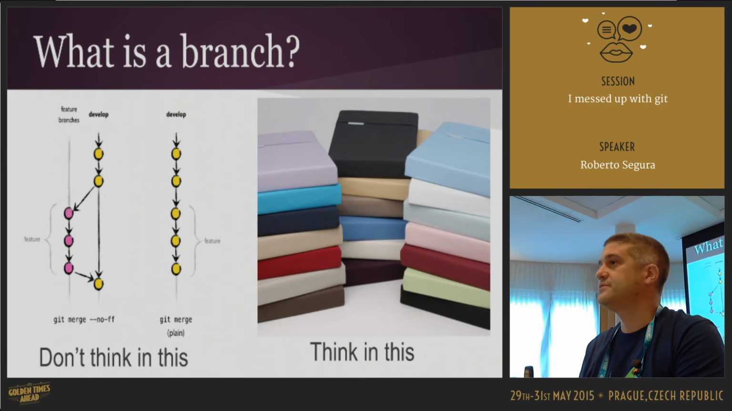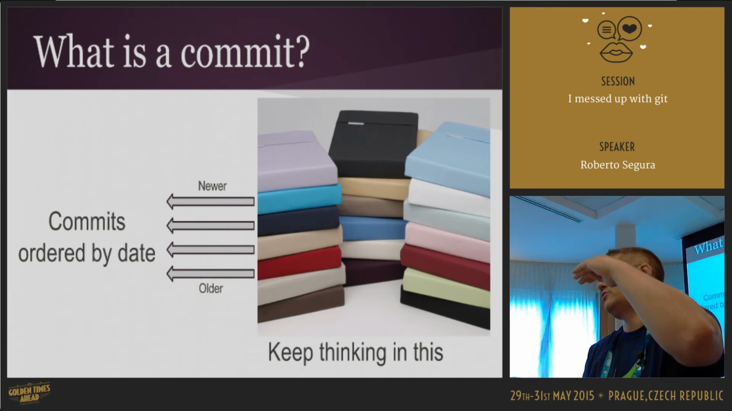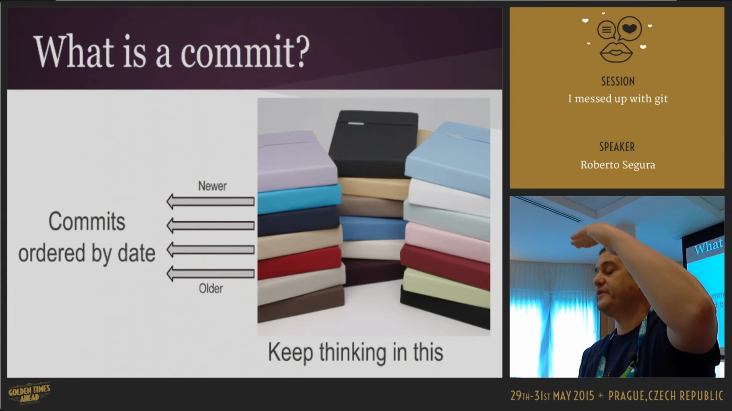I will explain it now. Colors, or commits, are ordered in a specific way. So the closer to the top of the stack the commit is, the newer it is.